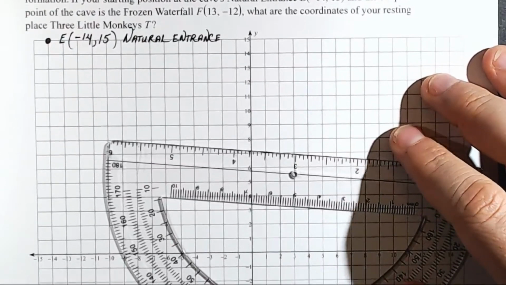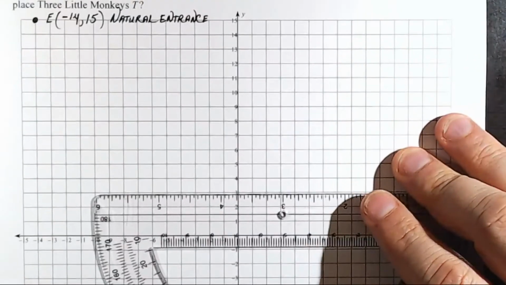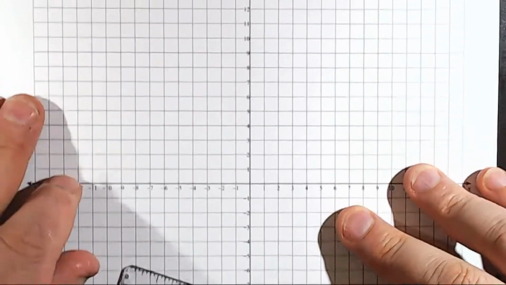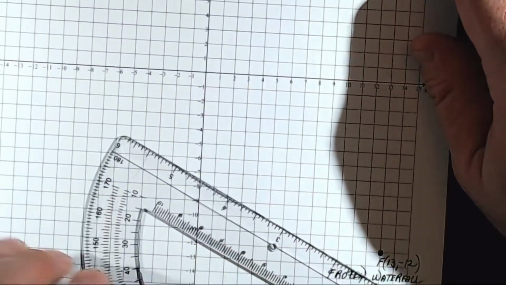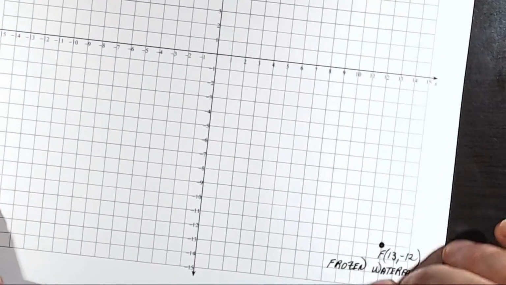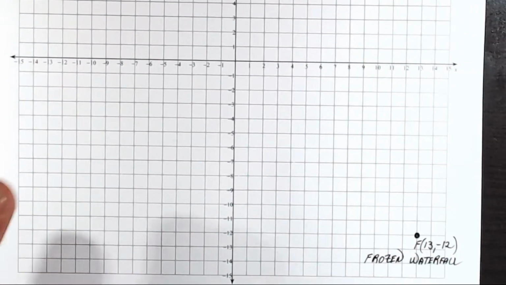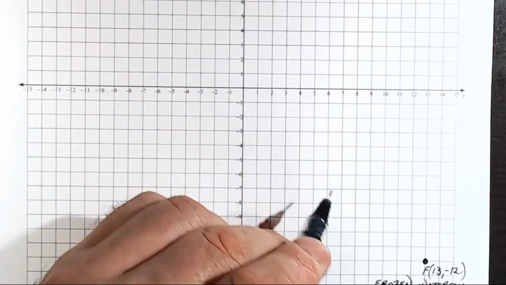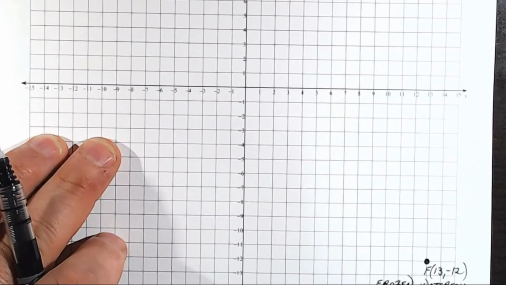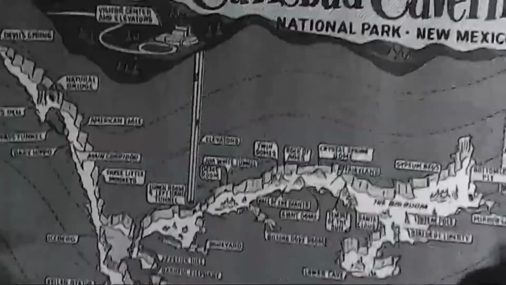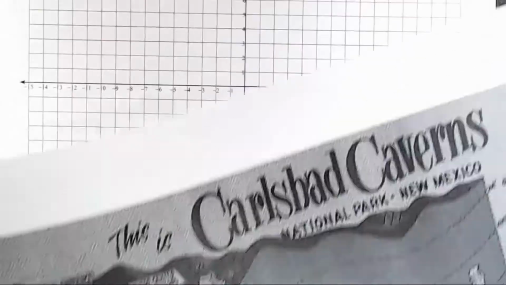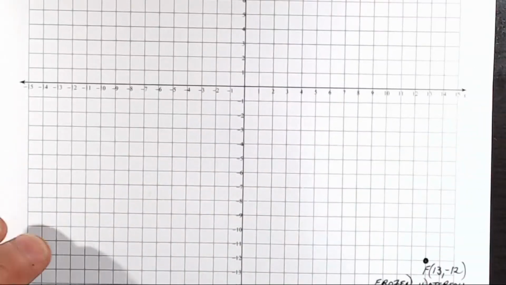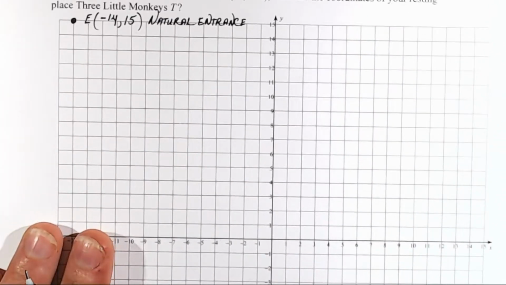Okay, so what we want to do is travel 5/7 of the way down. So like this, down here. And before we get down to the frozen waterfall, we're going to take a break. Remember, the guide said to take a break 5/7 of the way down at the formation called the Three Little Monkeys. All right, so that's where we're going to rest. And that's 5/7 of the way down. So that's the position we're looking for, point T.